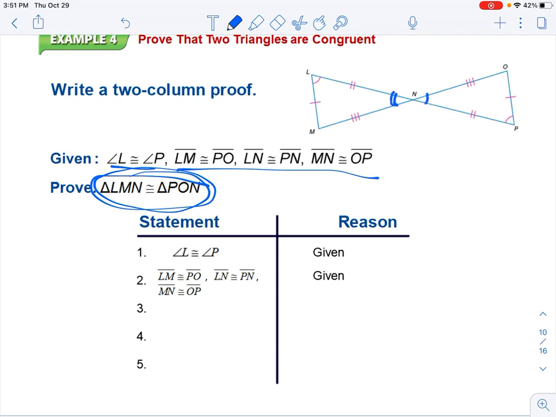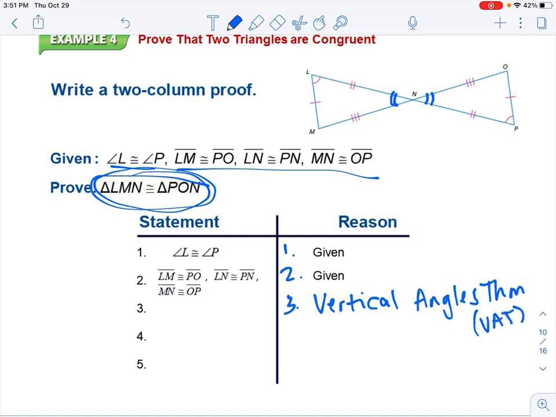If you think way back to the beginning of the year, we used vertical angles theorem a lot, and really we still use it quite a bit nowadays. So by the vertical angles theorem, or VAT, we can say that these two angles, angle L and M, are congruent. So L and M and P and O are congruent to each other. So now we have 3 sets of congruent sides and 2 sets of congruent angles.